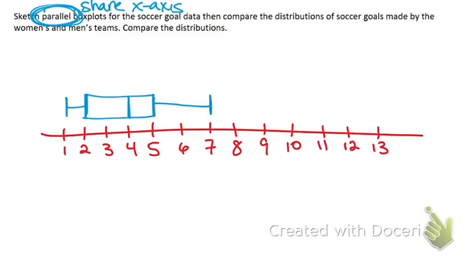All right, anything else we need for the men? Yes. What do we need? The outlier. How do you want to mark it? Star. Smiley face. There you go.